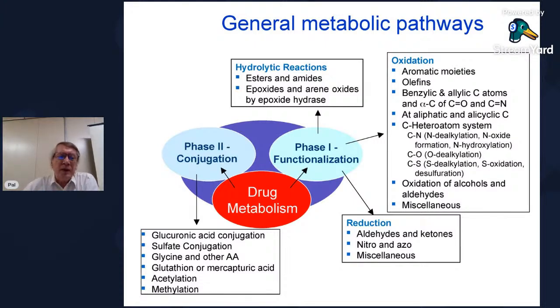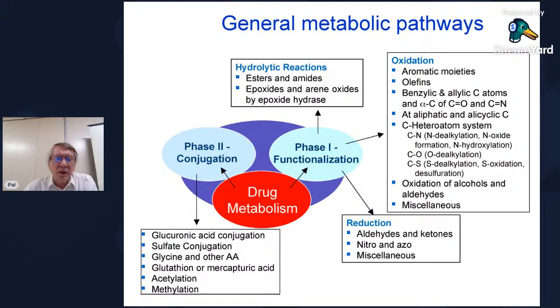As it was mentioned in the previous slide, the generally metabolic pathways of foreign substances can be divided into phase 1 and phase 2 reactions. The phase 1 reactions involve oxidative transformations, reductions, and hydrolytic reactions. These are the three types of reactions catalyzed by particular enzymes, which are called phase 1 metabolic transformation.